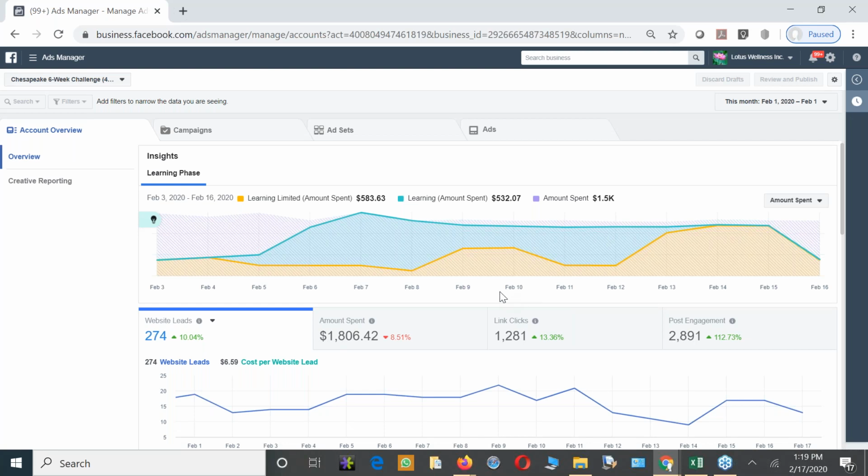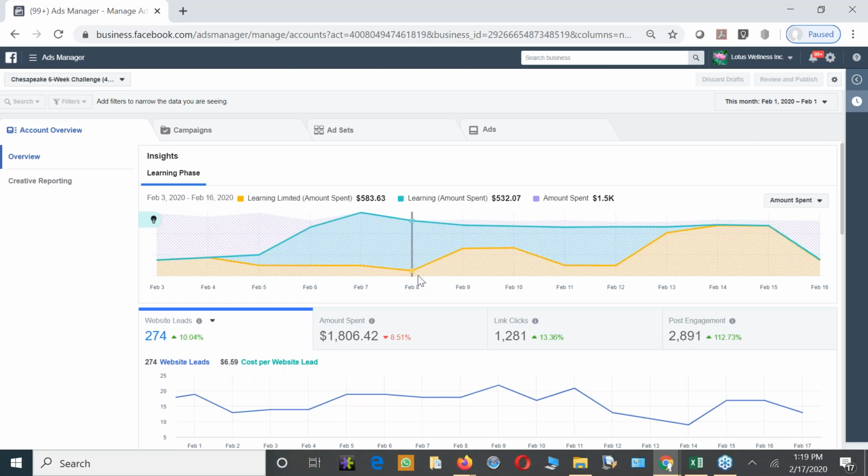I was looking at the amount that we have been spending and looking at this chart, and this is pretty much the chart for all three of our studios. And it seems that we are spending most of our money in the learning phase.